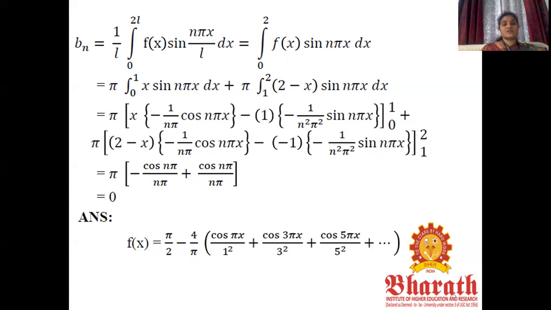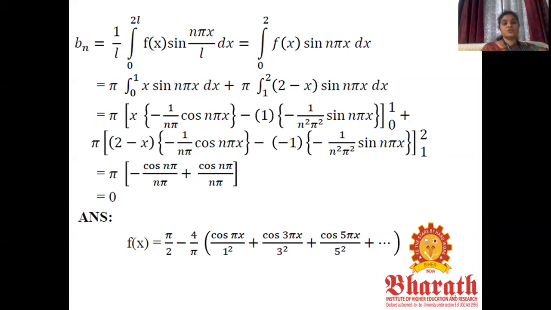So first integration, pi is a constant which is removed outside, integral over 0 to 1 x into sine n pi x dx plus pi into integral 1 to 2 of 2 minus x sine n pi x into dx. Now we are integrating the first term. By Bernoulli's method, we get uv1. So it is x into v1. Integration of sine theta is minus cos theta. So minus cos n pi x divided by n pi.